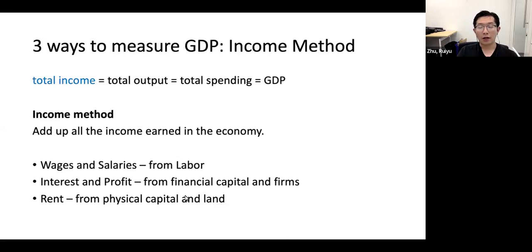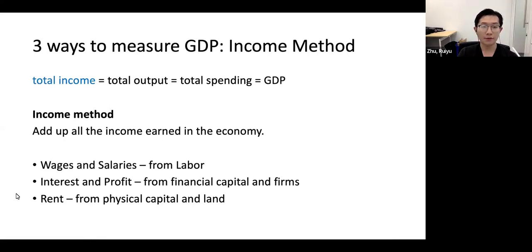So, after the definition of GDP, the question is how to measure GDP within the country, right? Normally we have three methods, and these three methods should give us the same number. The three methods are the income method, value-added method, and the expenditure method. So they should give us the same number.